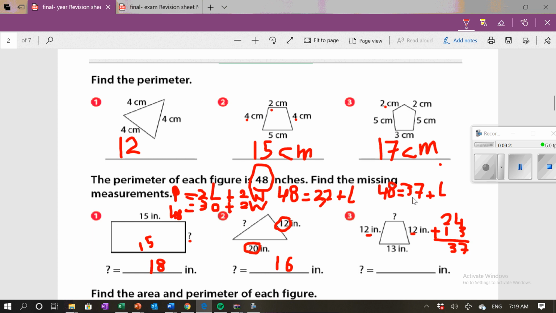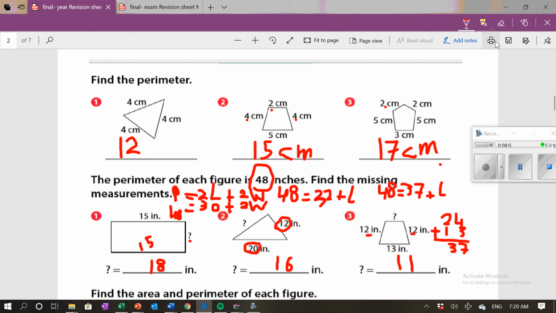Yes, you have to subtract. You have to subtract from the greater number, 48. Here is the total, 48, minus the addend, here is 37. 8 minus 7, perfect, is 1. And 4 minus 3, excellent, is 1. So here 11 inches is the missing number, the missing side, sorry.